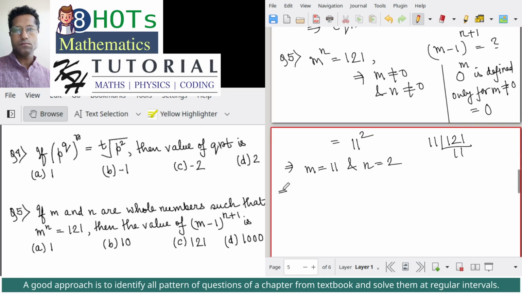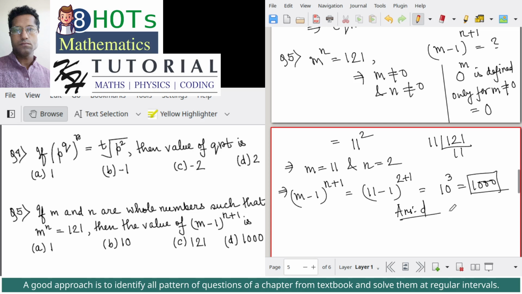So m minus 1 whole raised to the power n plus 1 is equal to, m is 11, so 11 minus 1 to the power n plus 1, that is 2 plus 1. This is equal to 10 cube, which is 1000. So the correct choice is D.